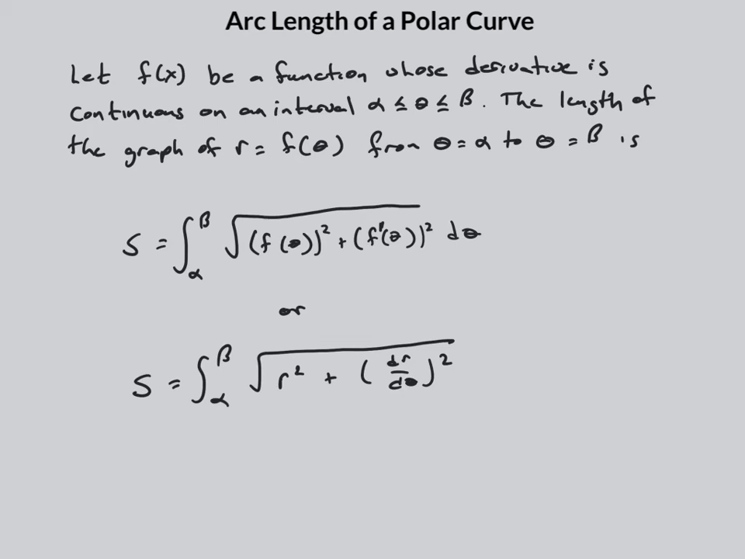And ultimately, what it comes out to be is that under these conditions, that the function is continuous and the derivative is continuous on the interval from alpha to beta, then we can say that the arc length, S, is equal to the integral from alpha to beta of the square root of f of theta, that thing squared, plus f prime of theta, that thing squared, d theta. Or, if you prefer, S equals the integral from alpha to beta of the square root of r squared plus dr d theta, that thing squared.